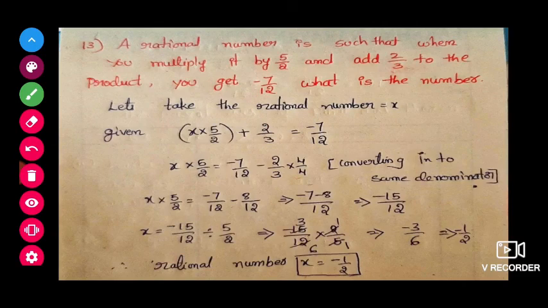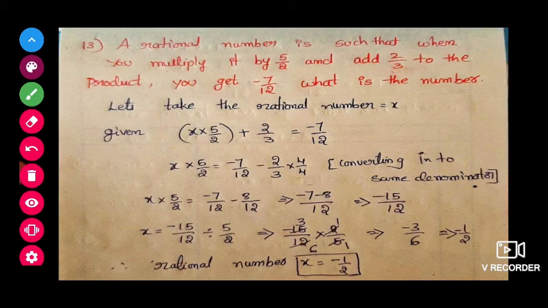Next, a rational number is such that when you multiply it by 5 by 2 and add 2 by 3 to the product, you will get minus 7 by 12. What is the rational number? Here they are saying, children, two operations on a single number.